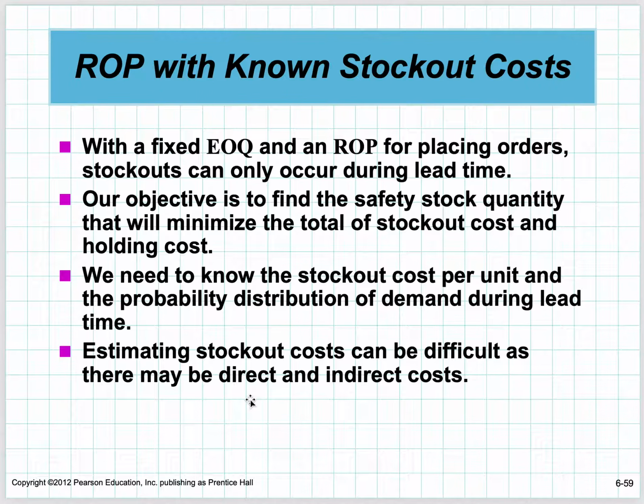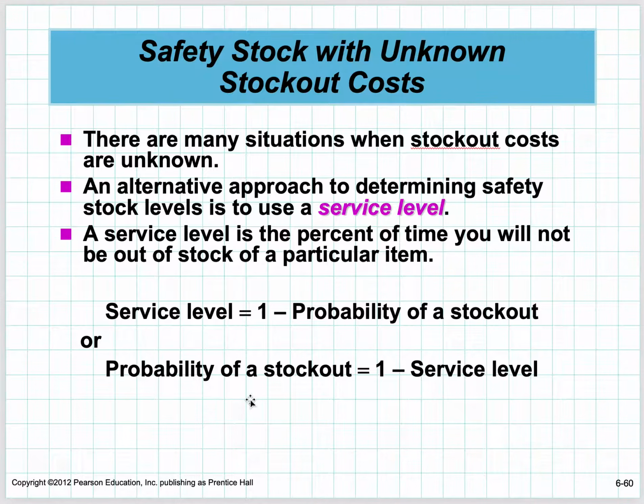So there's ROP with known stockout costs. With a fixed EOQ system and an ROP for placing orders, stockouts can only occur during lead time. Our objective is to find the safety stock quantity that will minimize the total cost of stockout and holding cost. We need to know the stockout cost per unit and the probability distribution of demand during the lead time. All of a sudden, we're adding probability, but only during the lead time, which is strange. Estimating stockout costs can be difficult as there may be direct and indirect costs involved. These models can get quite complicated. We're going to look at a couple varieties of them.